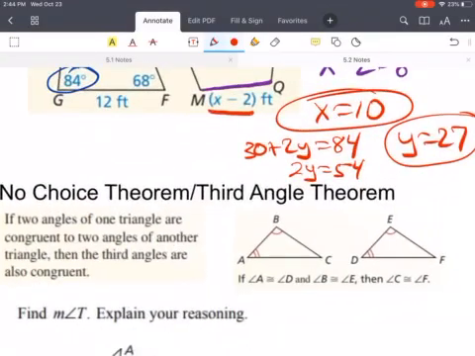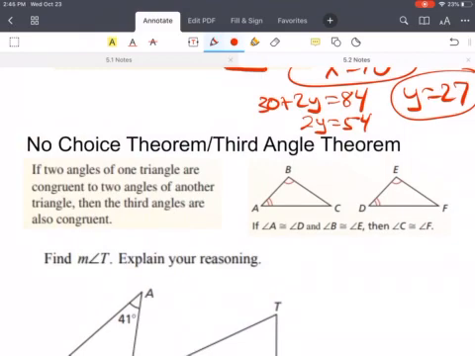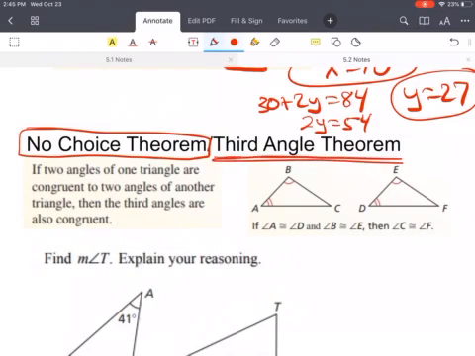And then the last thing, it kind of depends on where you look. Some of the resources we've used go through it as the no choice theorem. And then the current book uses it as the third angle theorem. And you can call it whatever theorem, it's not really important.